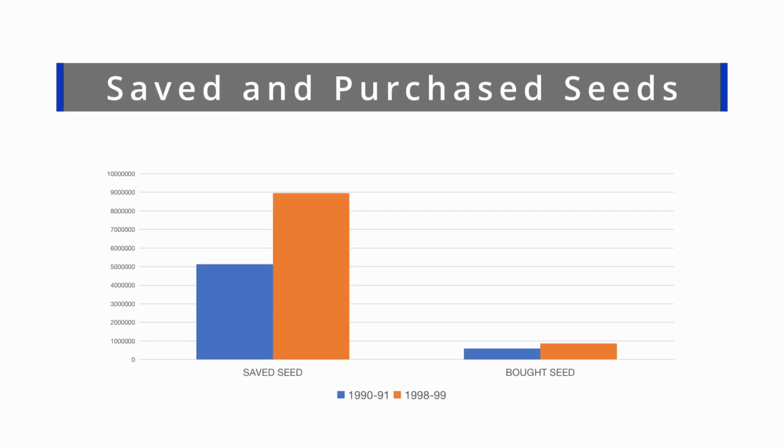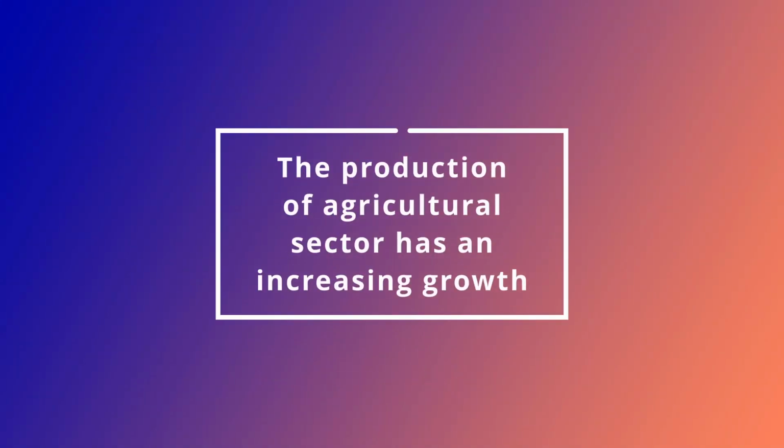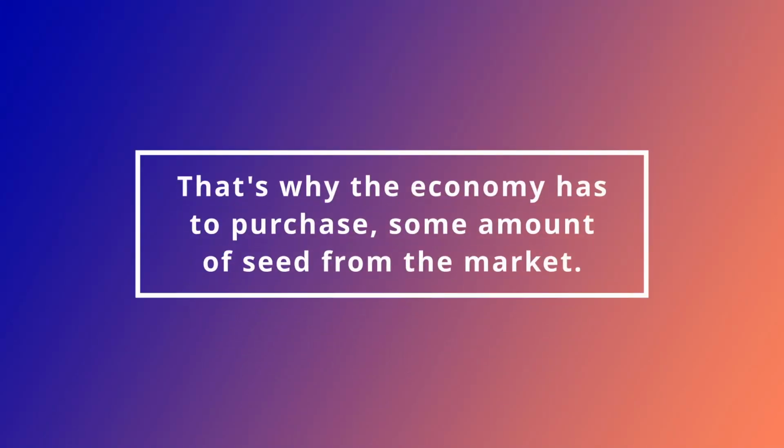Now the diagram is showing that over the years, the amount of seed produced and the amount of purchased seed both have increased significantly. The saved seed, which is coming from the cultivation area, has increased. That means the production of the agricultural sector has an increasing growth. Now come to the bought seed, that is the purchased seed. That means the amount of seed which is needed for agricultural production and which is saved is not at all sufficient. That's why the economy has to purchase some amount of seed from the market.